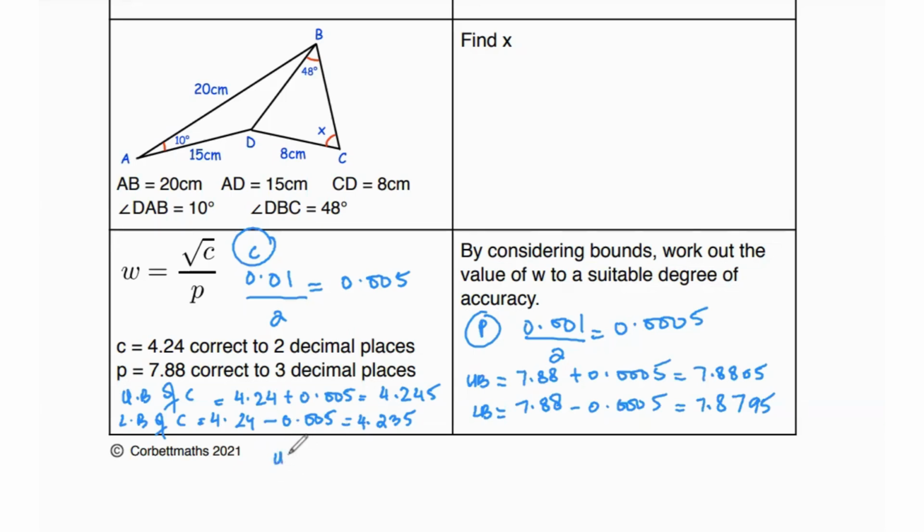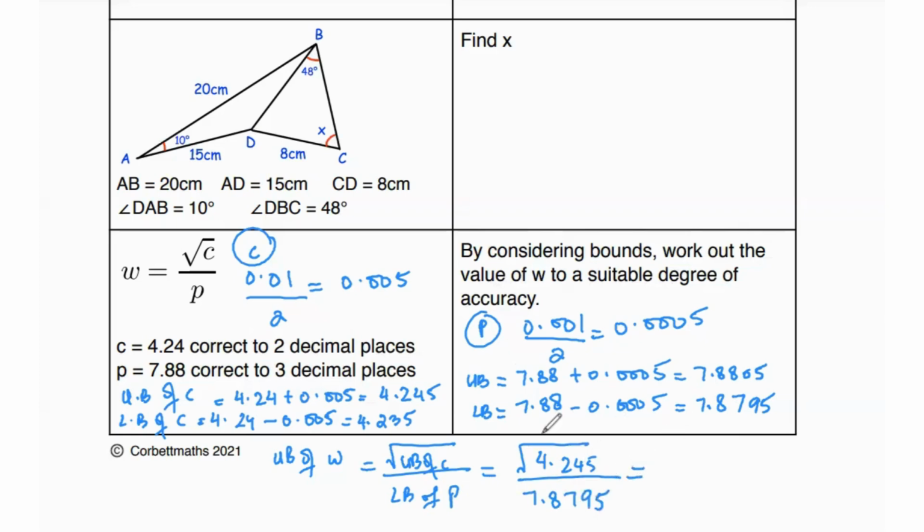So the upper bound of W will be the upper bound of C over the lower bound of P, basically. So that's going to be the square root of 4.245 divided by 7.8795. And that is going to give us 0.26148.